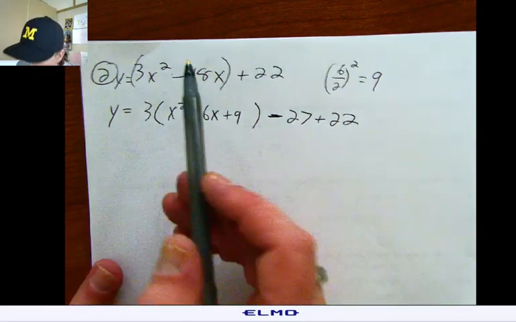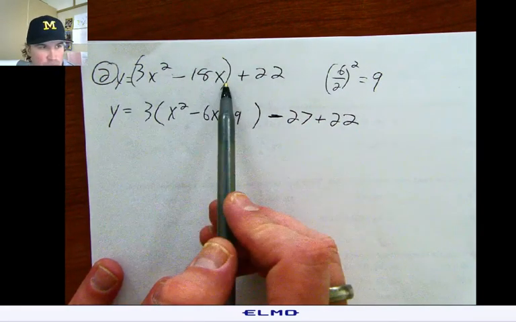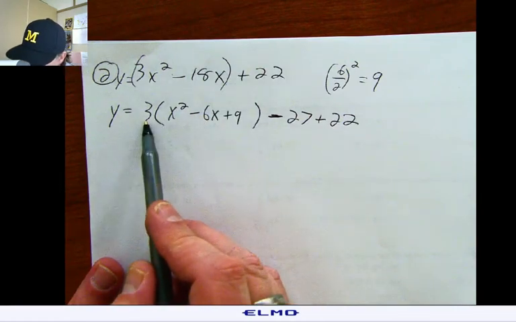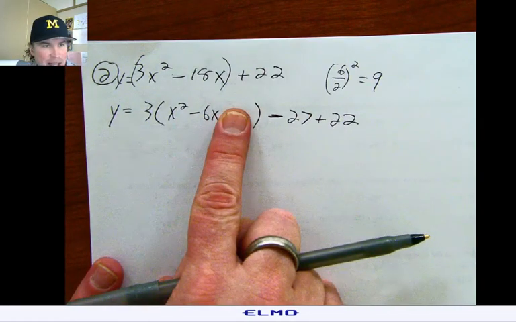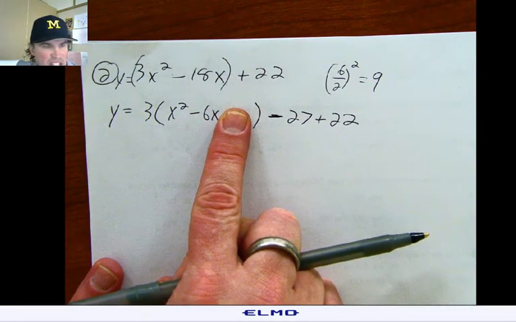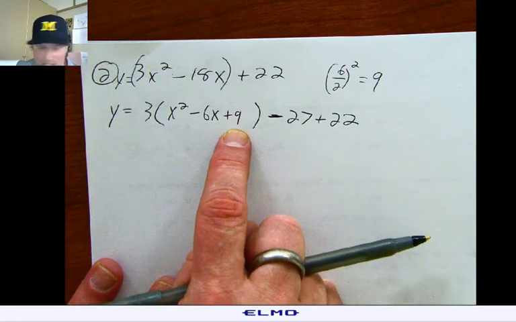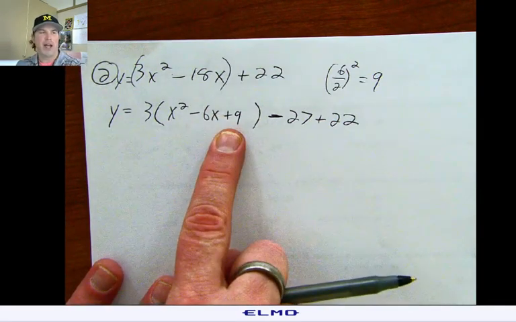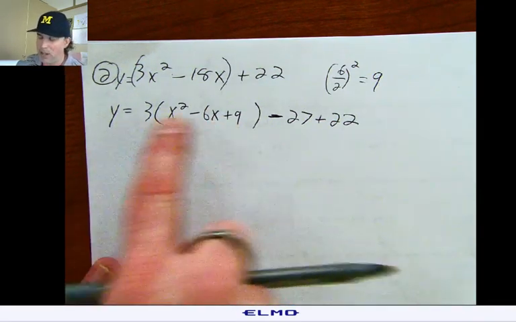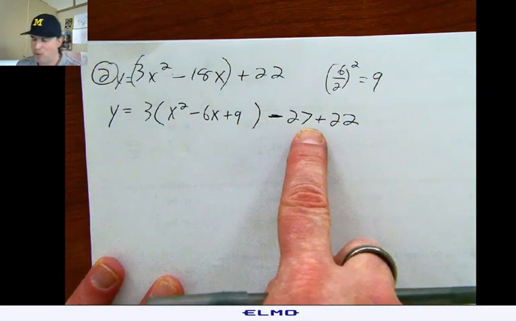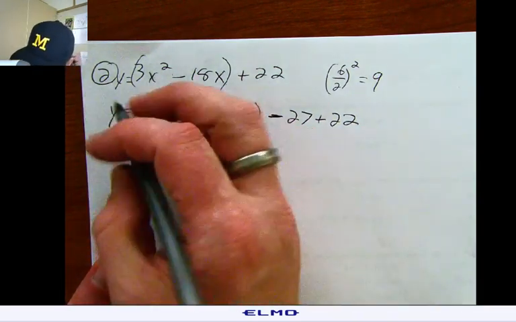So once again, I put parentheses around the first two terms. I factored the 3 out, and at that point I had to do the completing the square. 6 divided by 2 is 3. 3 squared is 9. So I added 9 on the inside. But this was not adding 9. This is adding 3 times 9, which is 27. So I subtracted 27.